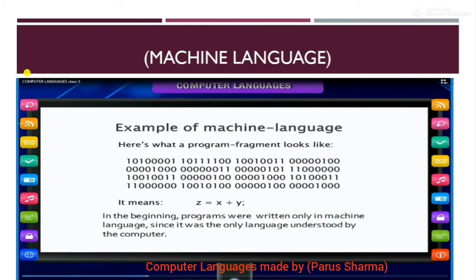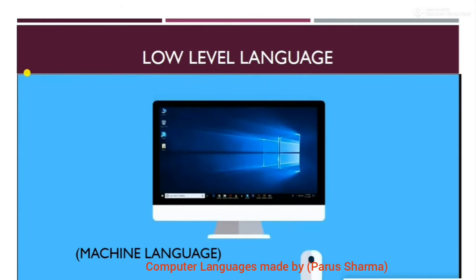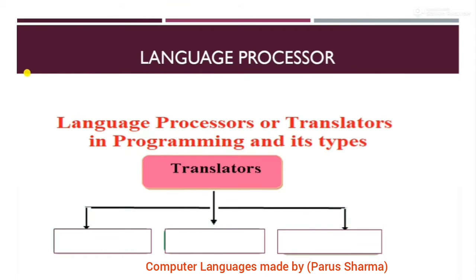In machine language, the program is written in binary digits, that is 0 and 1, because the computer understands only the numbers 0 and 1. That's why it is called a low-level language, because it reads only two digits, 0 and 1. Then, when we use assembly language or a high-level language, we need to convey our message to the computer. For that, we need a translator.